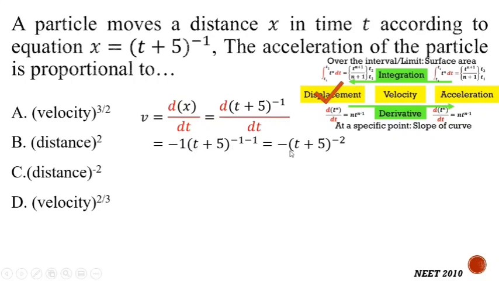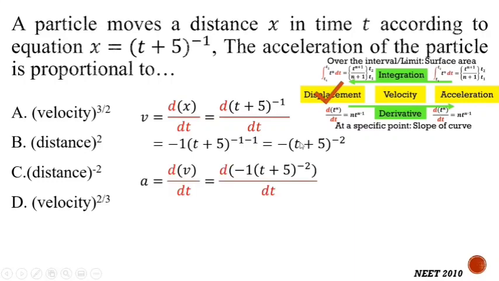So here, multiplying power and reducing power, it becomes minus 2, because minus 1 will become minus 2. Next, this is the equation for velocity. Now to find out acceleration, again we will take the derivative: dv by dt is equal to the derivative of minus 1 (t plus 5) raised to minus 2. Here the power is minus 2, multiply the power and again reduce the power. So by reducing the power by 1, it will become minus 3.